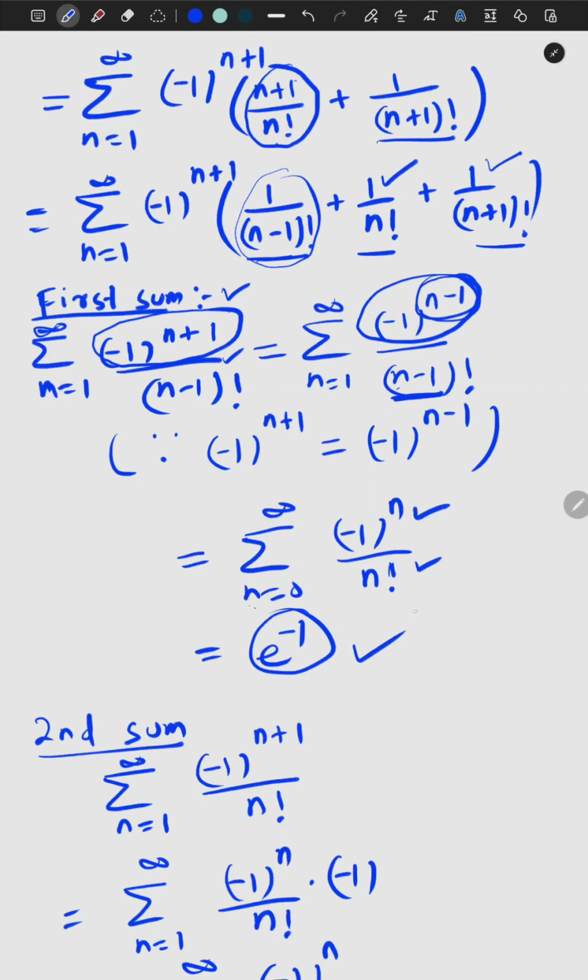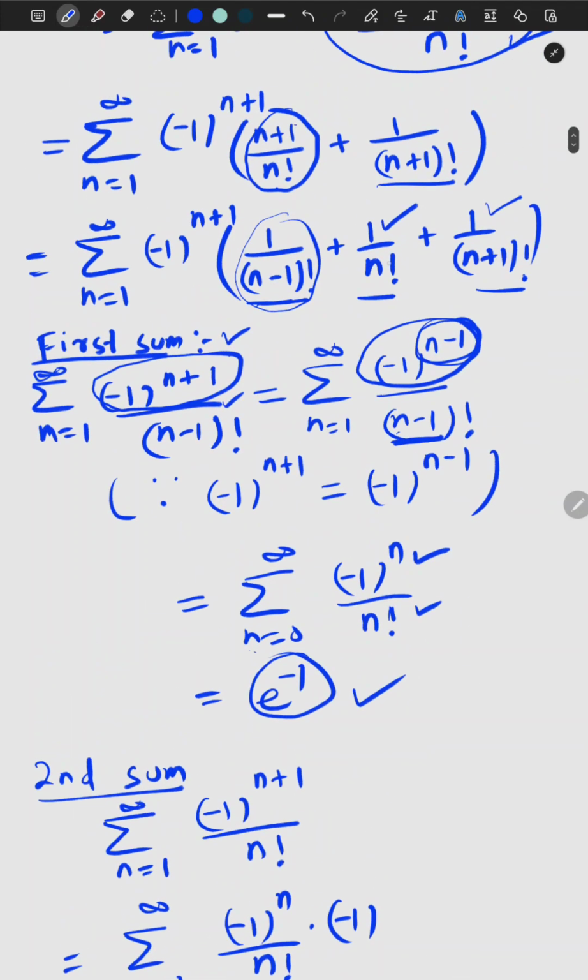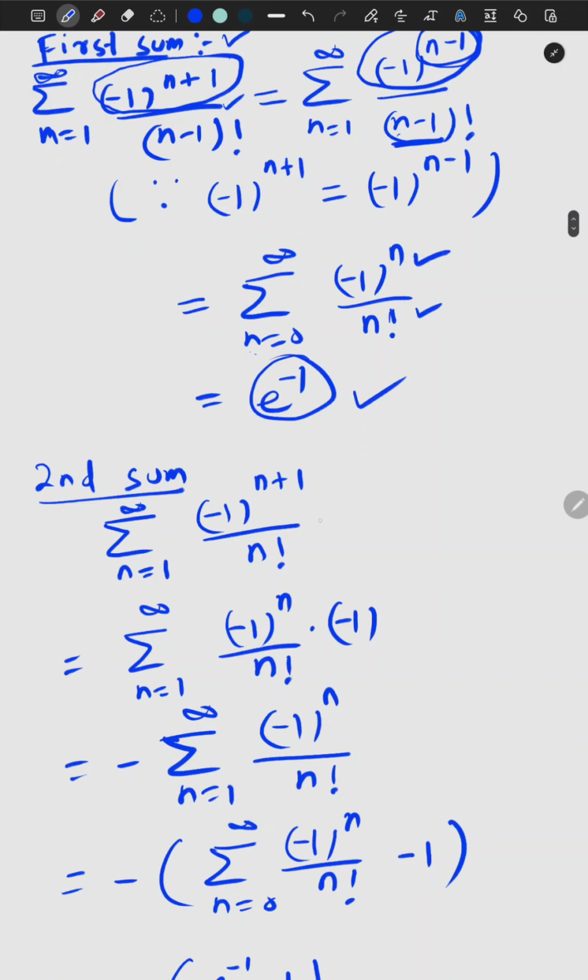Let us move to the second sum. The second sum is 1 by n factorial associated with minus 1 to the power (n plus 1). The second sum takes this form.